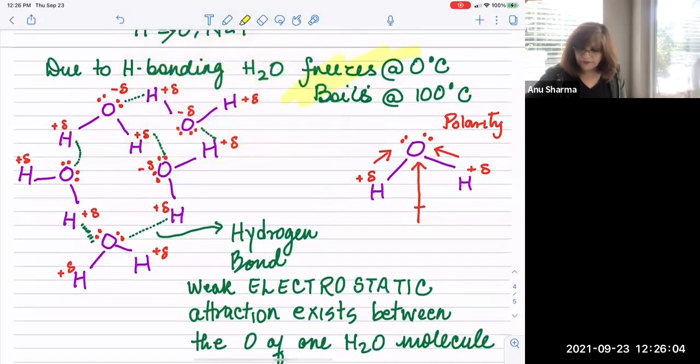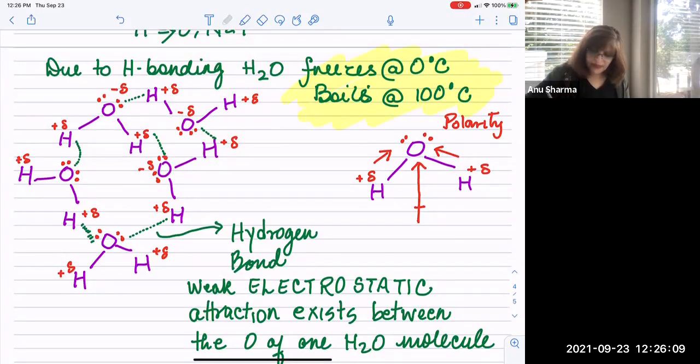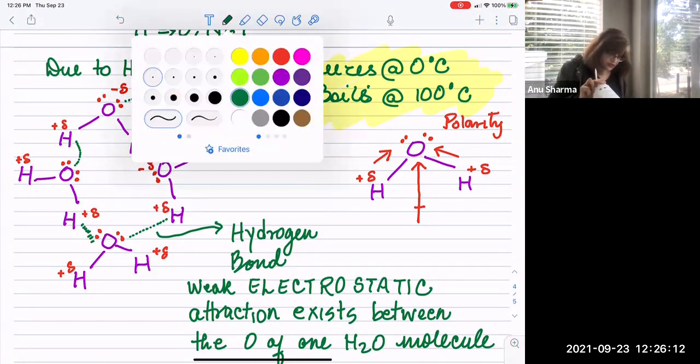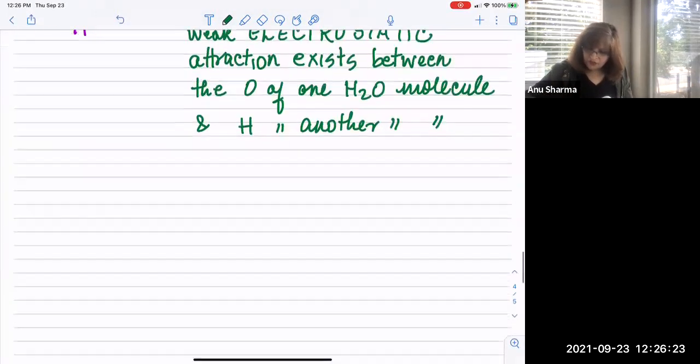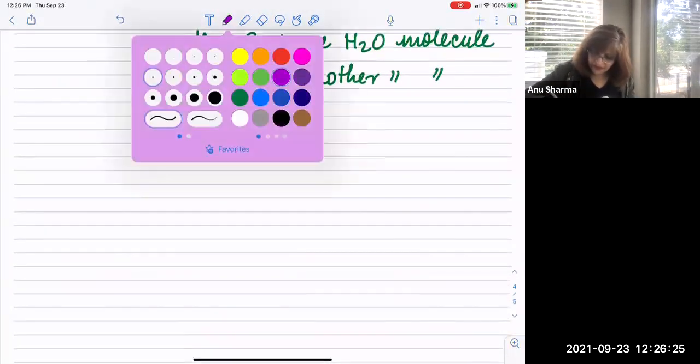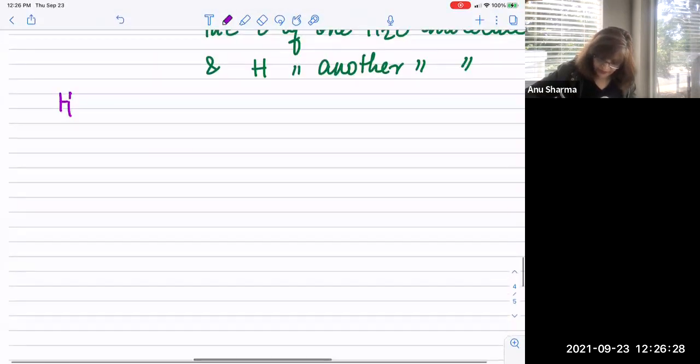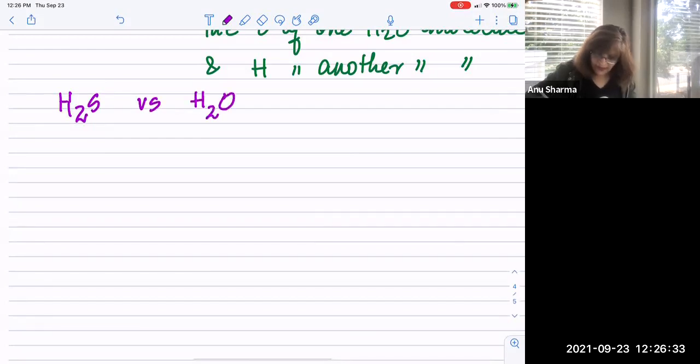That weak electrostatic attraction is responsible for the higher boiling and higher melting points, or freezing points. The boiling point is very high because of that. And if you compare oxygen, which is present in group 6A, with sulfur, H2S versus H2O: H2S is a gas at room temperature, but water is a liquid.